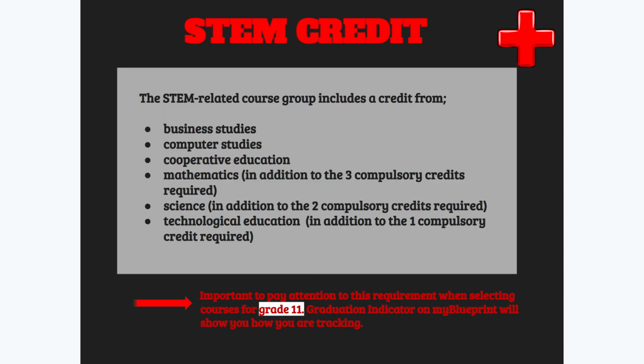Students are required to earn 1 STEM credit on their way to their Ontario Secondary School diploma. Subjects that fall under one of these subject areas qualify as your STEM credit. This 1 credit is in addition to any compulsory credits. For example, if you are taking TAS 101, it counts towards your compulsory credit in grade 9 or 10, but does not also count towards the STEM credit.